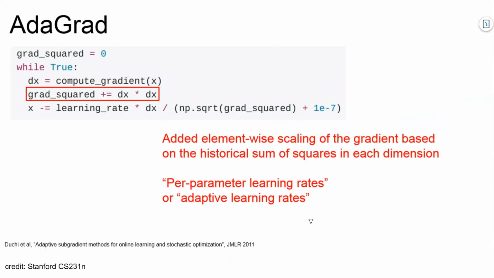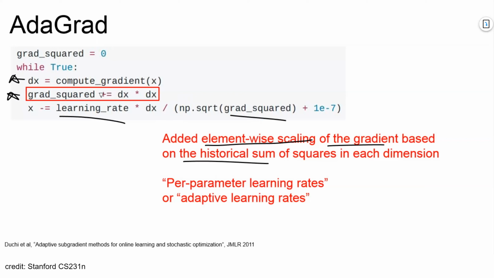Another optimization algorithm is called AdaGrad. Here, after calculating the gradient, we calculate the square of the gradient, and we modify the learning rate using this gradient squared. These operations are all element-wise. Why do we do this? We are adding an element-wise scaling of the gradient based on the historical sum.